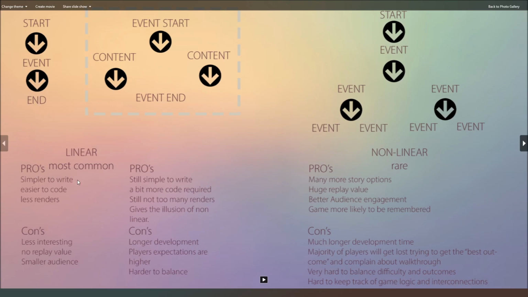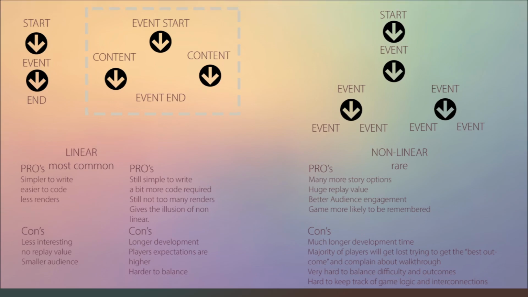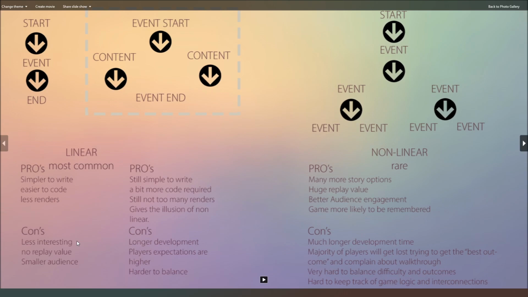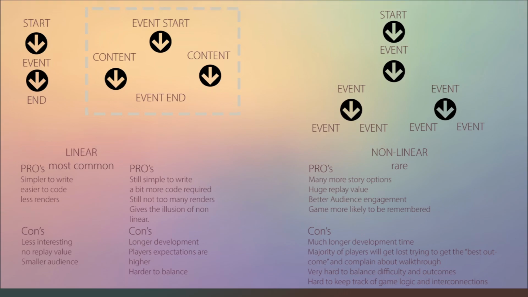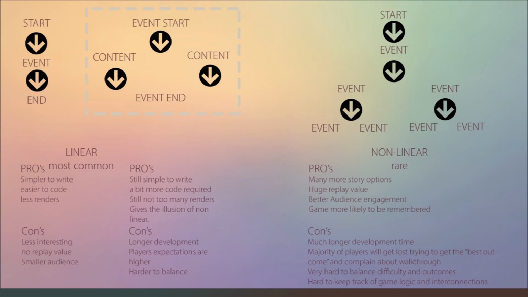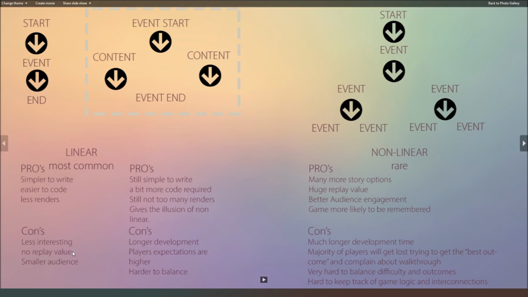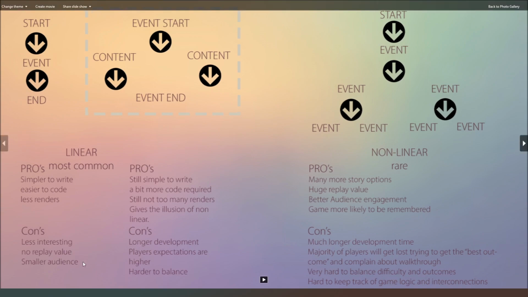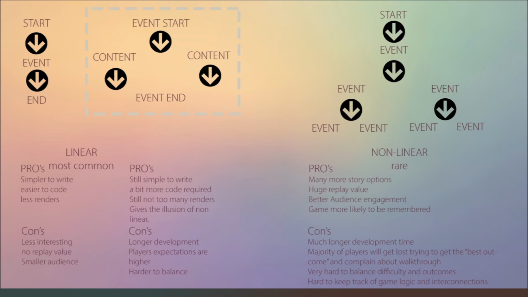Now the pros to this are they're very easy to write, very easy to code, and the number of renders is kept to a minimum because you're not having to render multiple different renders for each event. The cons of this, of course, is that it can be less interesting if your story is not very engaging. Your players may feel less inclined to play the game because they feel like they have less of an impact on the events, so they may not take it seriously. There's no real replay value once you've played through a linear VN. There's no different outcomes to try and achieve, so there's no real reason to replay it, which means that you're going to have a much smaller audience.